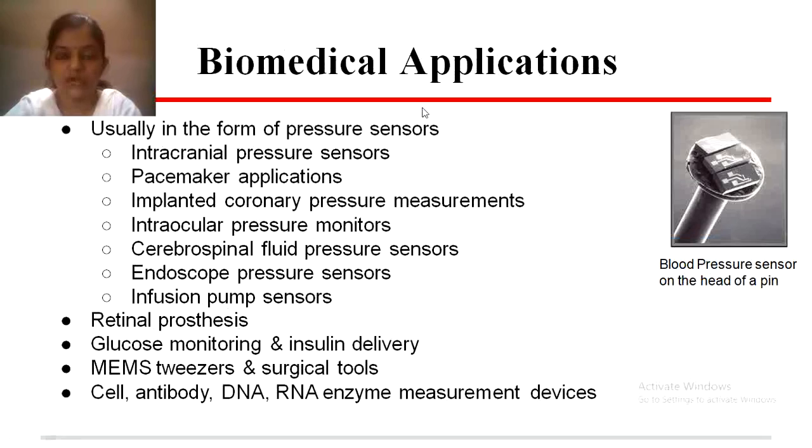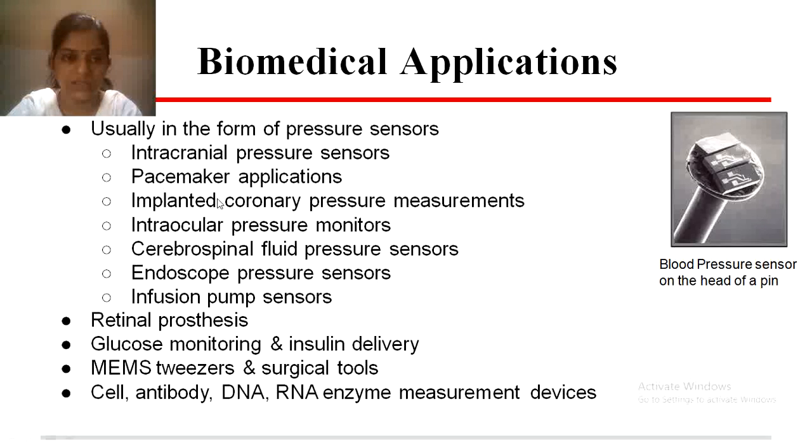Then there are lots of applications in biomedical areas also. Usually pressure sensors are used in biomedical applications. Your blood pressure sensor is designed on the head of a pin. The design is done at the micrometer scale, so that we can't imagine it. On the head of the pin we have implemented a blood pressure sensor.